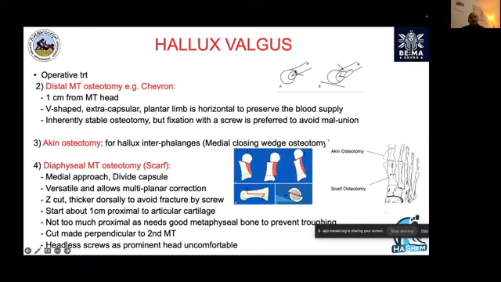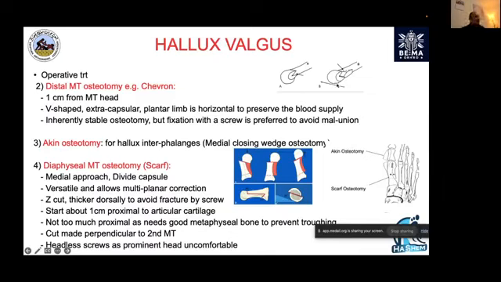As you can see with the chevron, we make a V shape. This is the metatarsal, we make a V shape. One limb should be a bit longer than the other to avoid the blood supply here. Then we just shift the head laterally and the shaft medially. It is very inherently stable, or we can stick a screw in.